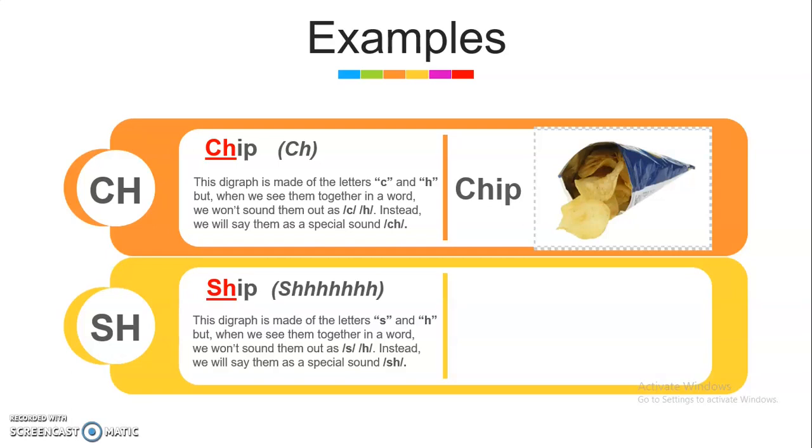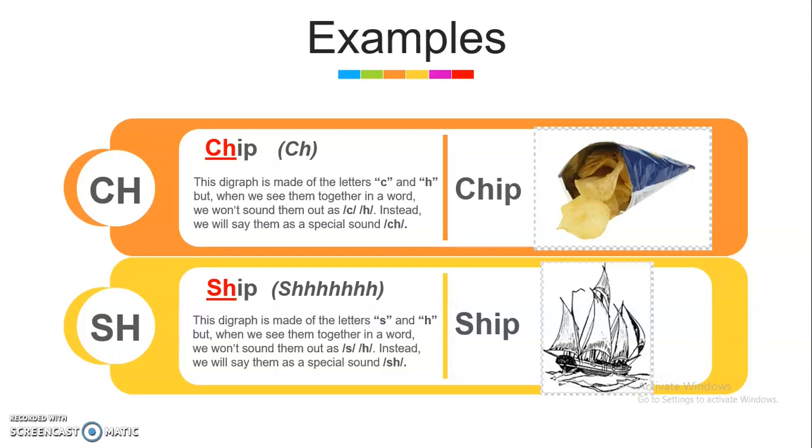Nice, kids. Let me give you a second example. Sh, ship. This digraph is made of the letters S and H, but when we see them together in a word, you will not sound them as S and H. Instead, we will say them as a special sound, sh. Let me give you an example. The other word for a boat is ship. Can you see the picture with the word? In the word ship, you hear the sound sh, ship.